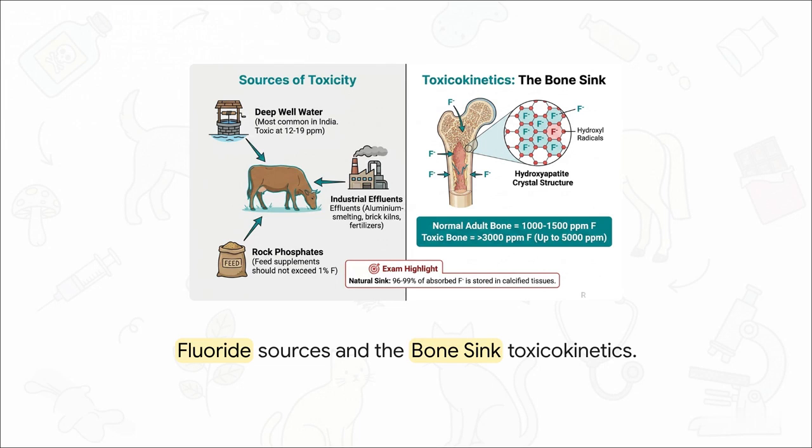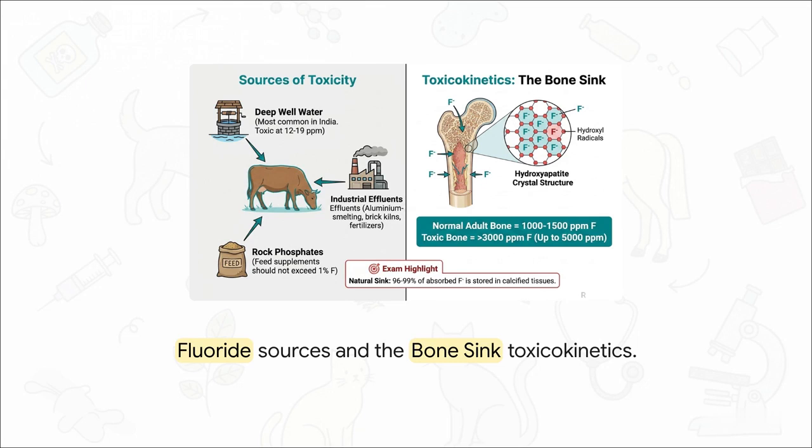Well, in India, the most common source is deep well water, which becomes toxic at around 12 to 19 parts per million. Animals can also get exposed through industrial effluents, think aluminum smelting or brick kilns, and from rock phosphate feed supplements, which, by the way, should never exceed 1% fluoride.